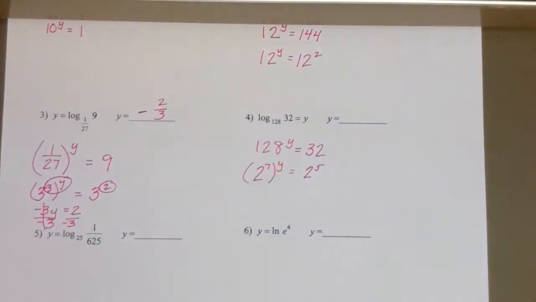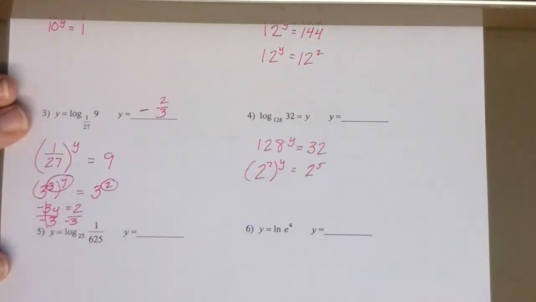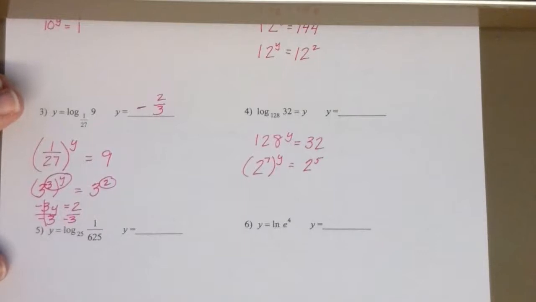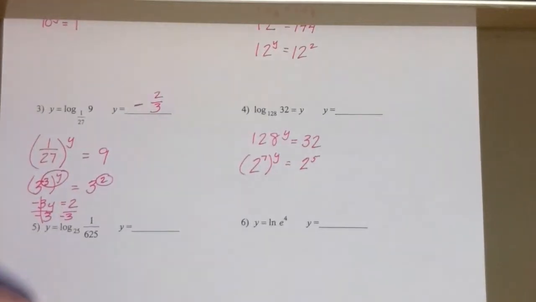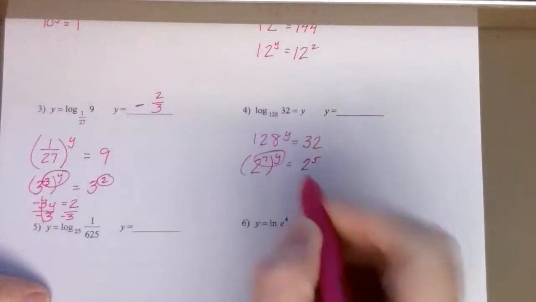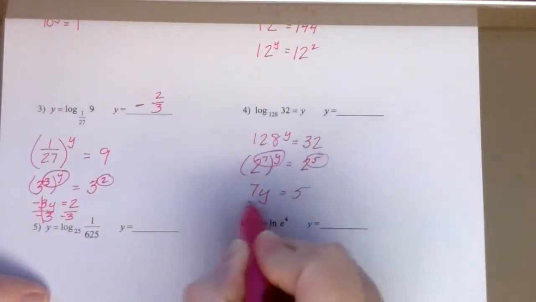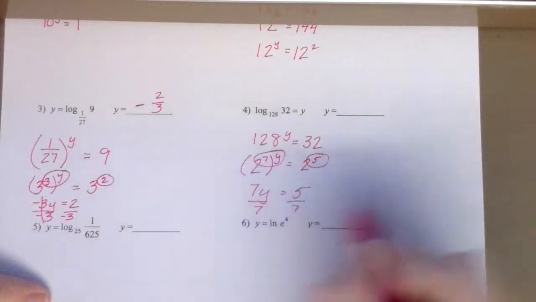Now, when you're doing these, most of these are going to end up having a common base of 3 or of 2. We're not going to give you ones necessarily that have huge common bases. They should be fairly quick to pull out. Once I have those 2's in common, I set 7y equal to 5. Divide by 7, and what's my answer?